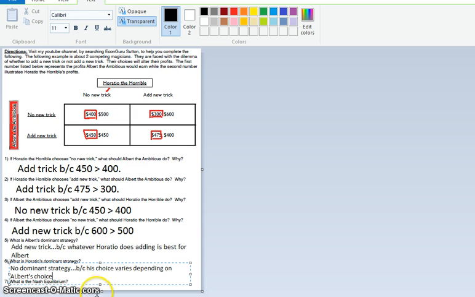Okay? So now try 5 and 6 on page number 4 and see how you do. Try that now.